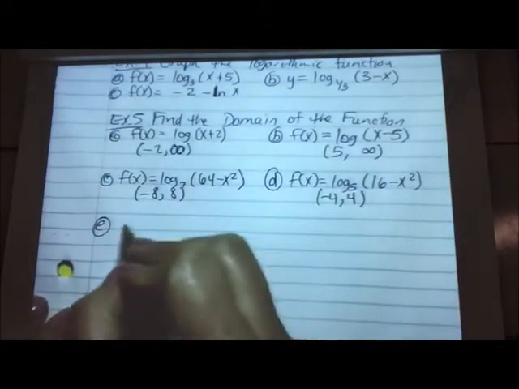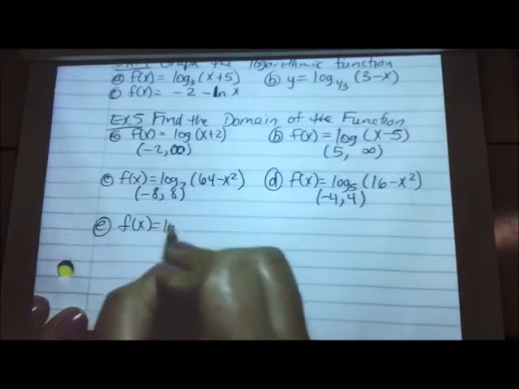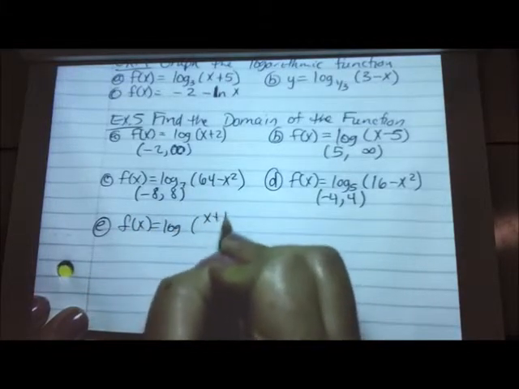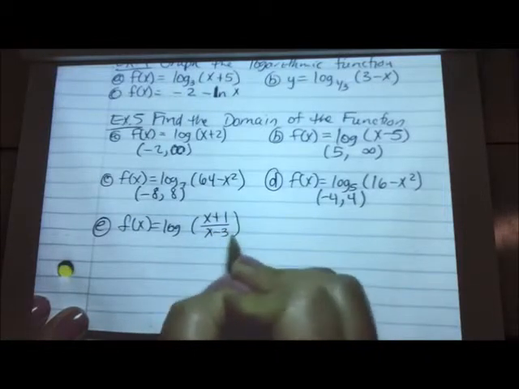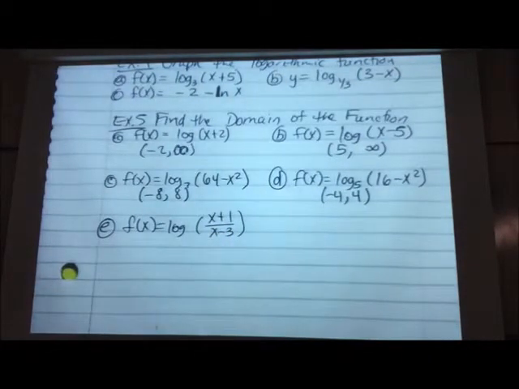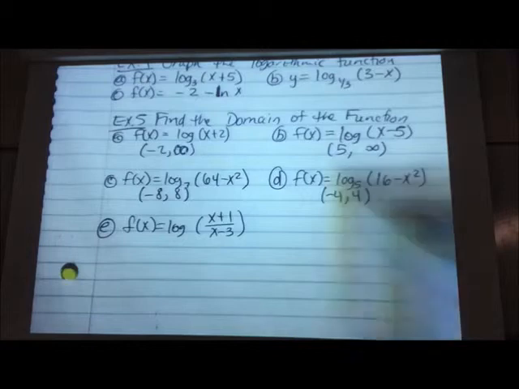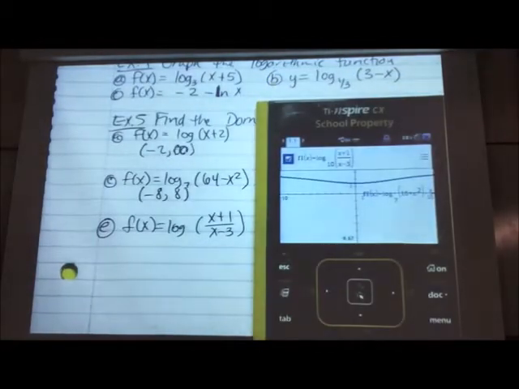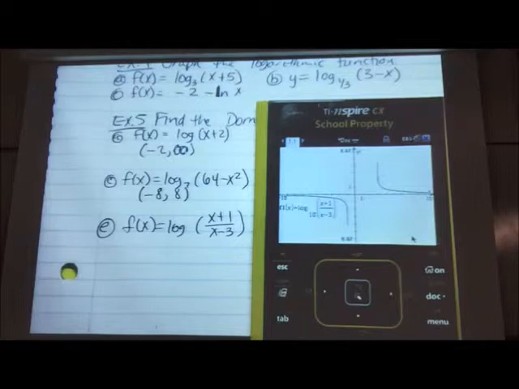So E: f of x equals log of x plus 1 over x minus 3. Graph this one, for sure the first one. The second one you don't have to, because it's going to be different from A, B, C, and D. What's the base? 10. Very good. So we could just skip over it or put 10. Exactly. This one splits into 2.